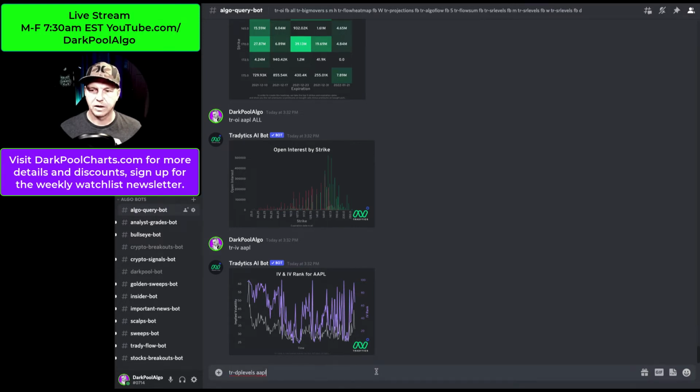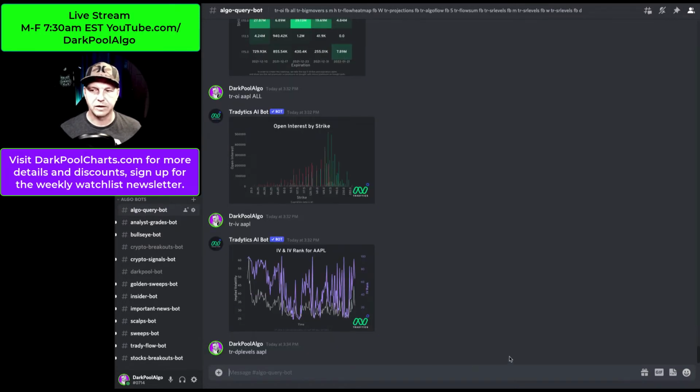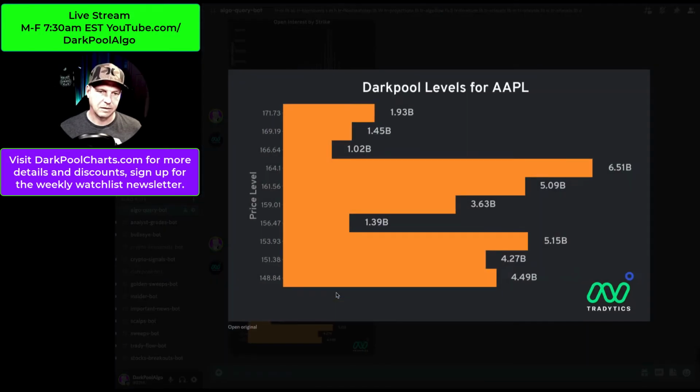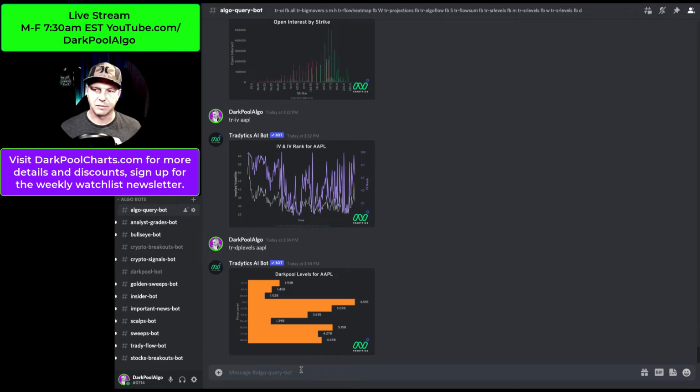So we're going to start looking at dark pool levels for Apple. This shows the dark pool levels of the most recent data. Looking at the price level versus the cost, it looks as if there's $6.51 billion spent on the 164.1 level of Apple. That seems like there's a lot of interest coming in. At 171.73, $1.93 billion have been spent towards dark pool levels for that data.